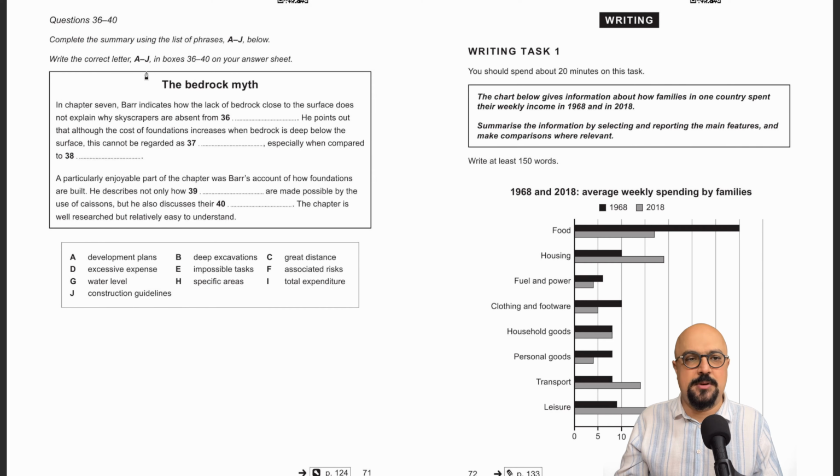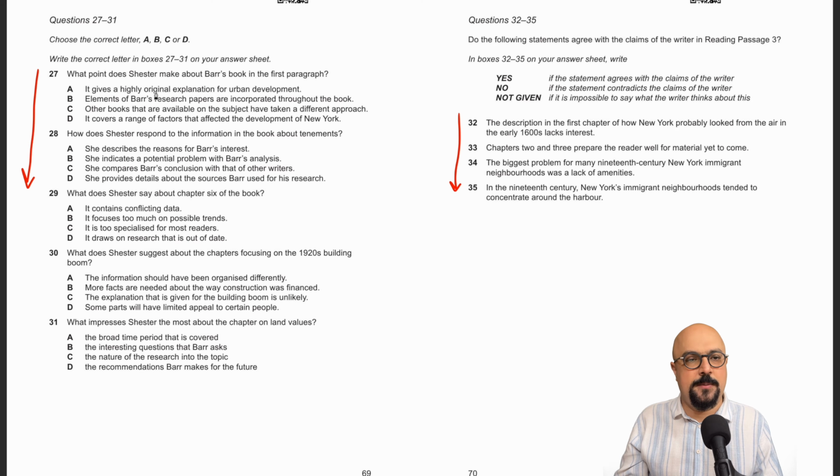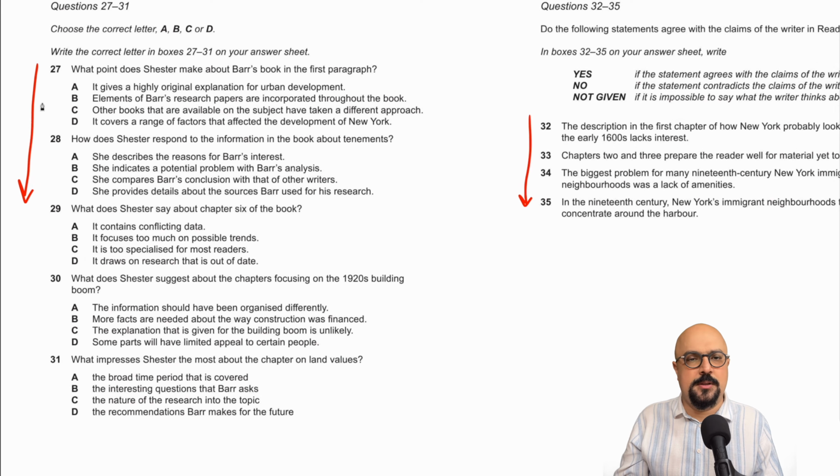Never start with the summary task because it requires you to have deeper understanding of the text. So I'm definitely not going to start with this task now. I would start with this group or this group. Doesn't really make a difference. Let's just start with this group of questions.